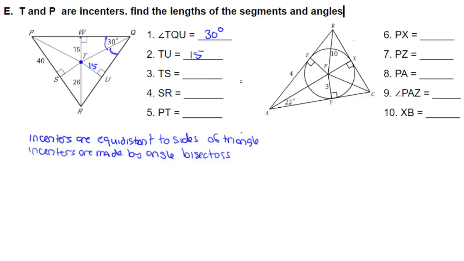And then here, take a look at number 5. It wants to do PT. PT is this length here. Well, I can know this short leg is 15, and they've already told me that's 40. It's a right triangle, so I can use Pythagorean theorem to figure it out. Anyway, you shouldn't have a whole lot of difficulty.